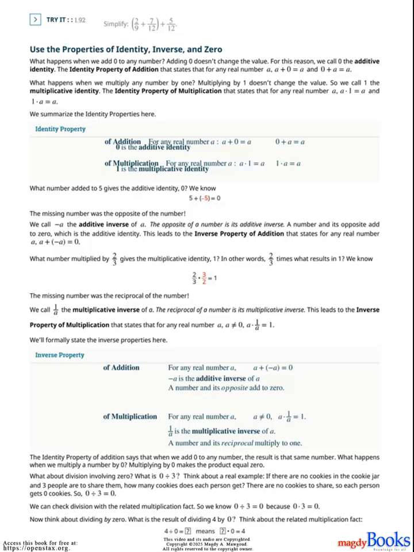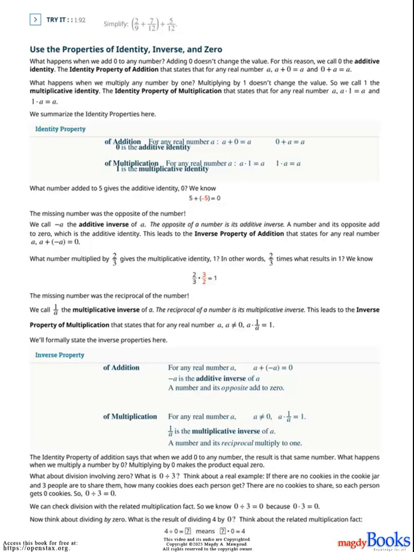What happens when we multiply any number by 1? Multiplying by 1 doesn't change the value. So we call 1 the multiplicative identity. The identity property of multiplication states that for any real number a, a times 1 equals a, and 1 times a equals a.